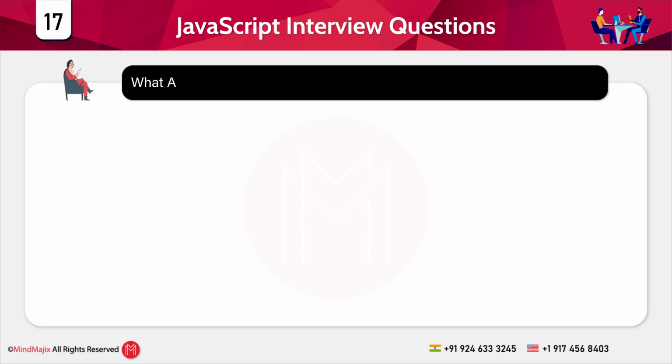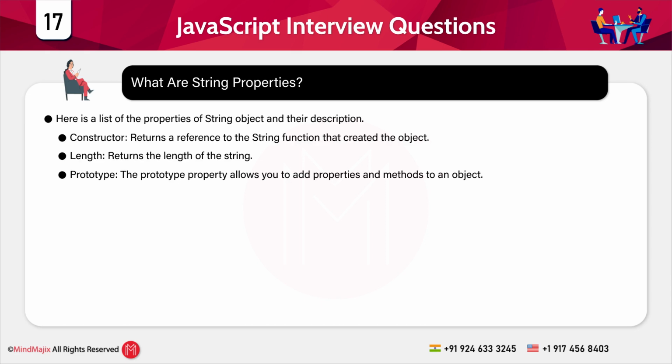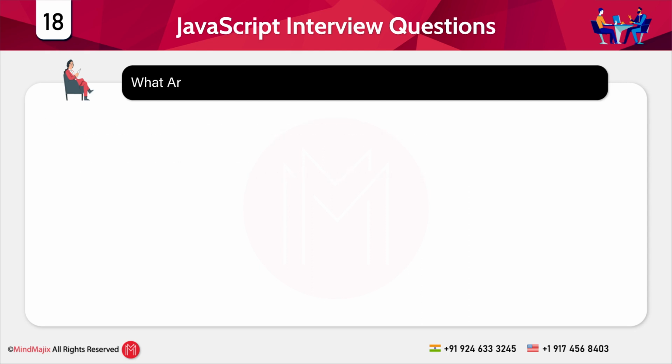Next question, what are the string properties? Constructor, length, and prototype. Constructor returns the string function that created that object. Length returns the length of the string. Prototype returns the property that allows you to add properties and methods to an object. Now, what are the string methods?